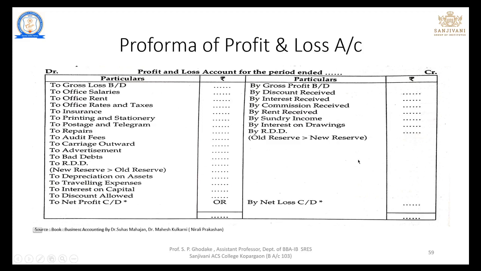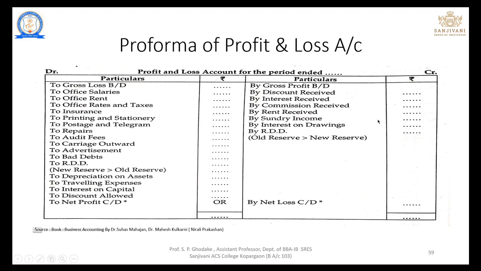Then on the credit side of a profit and loss account we have by gross profit, by discount received, by interest received, by commission received, by rent received, by sundry incomes, by interest on drawings, and by reserve for doubtful debts, that is, when the old reserve is greater than the new reserve. So all the indirect incomes are credited to the profit and loss account.